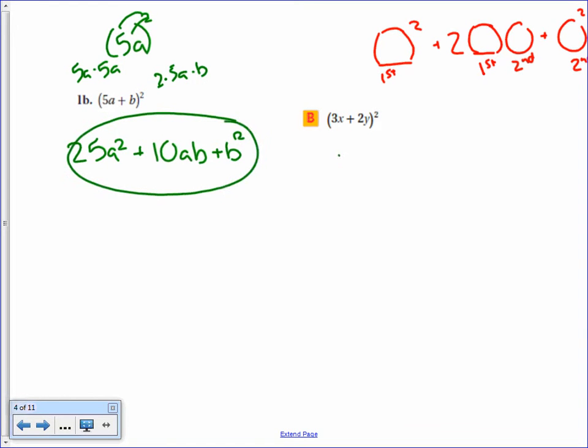Letter b here, square the first, so 3x times 3x, that'll give me 9x squared. 2 times the first times the second, so 2 times 3x times 2y, so 2 times 3 times 2, that'll give me 12, and then just xy. And then square the second, so 2y squared, 2y times 2y will give me 4y squared.